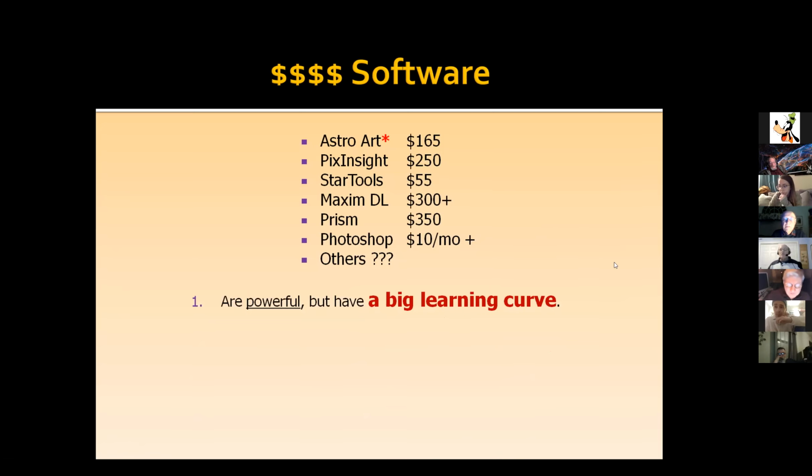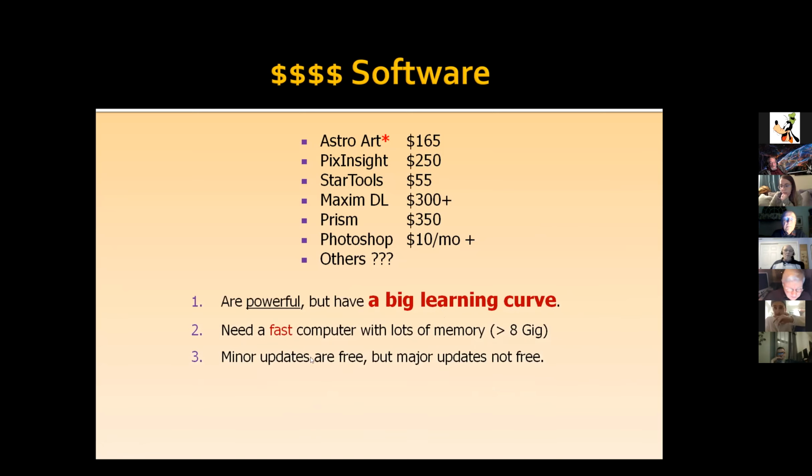All right. When I was programming computers for the state, the only way you get better is by constantly reading those manuals and trying things. Big learning curve, but that's the only way you're going to get good at this. You're going to want a fast computer with lots of memory. Minor updates are free, but major updates are not free. Last year, AstroArt came out with a major update, and it cost me $100 to upgrade, but it was worth it.